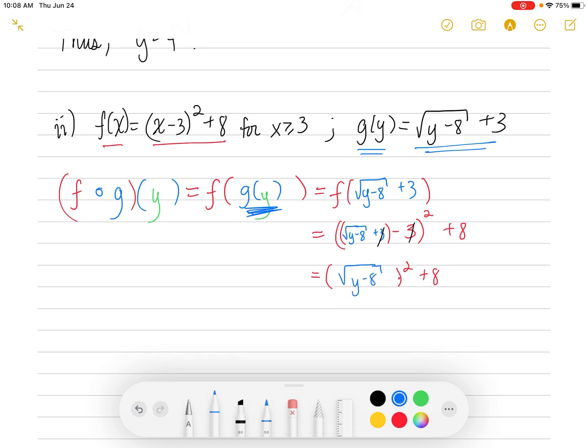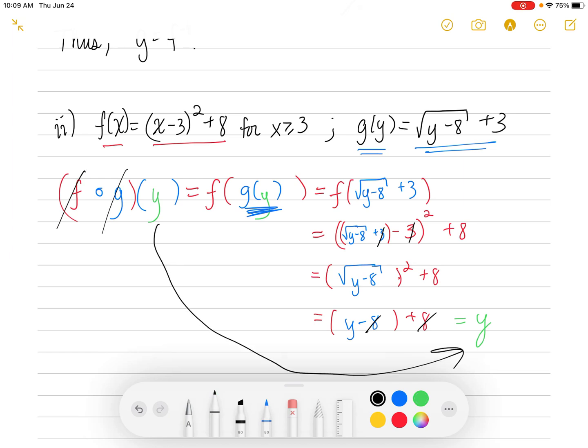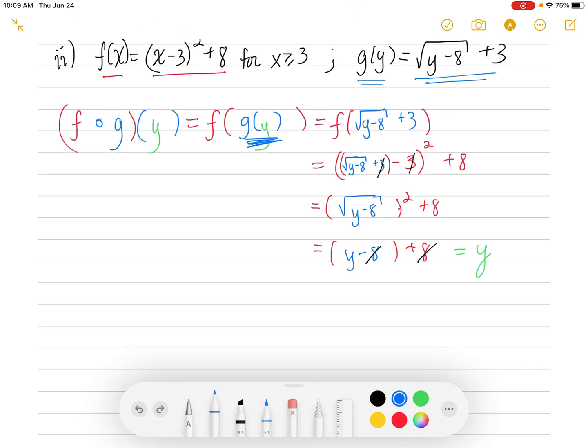Well, first of all, the minus 3 here and the plus 3 cancel, and you get the square root of y minus 8 in parentheses. And then you're going to square. Basically, the square will cancel off that square root, and you'll simply have in parentheses now y minus 8. Bring down the plus 8, and then the plus 8 and the minus 8 cancel, and you just get simply y. So if you think about it, basically the f and the g canceled, and you got y.